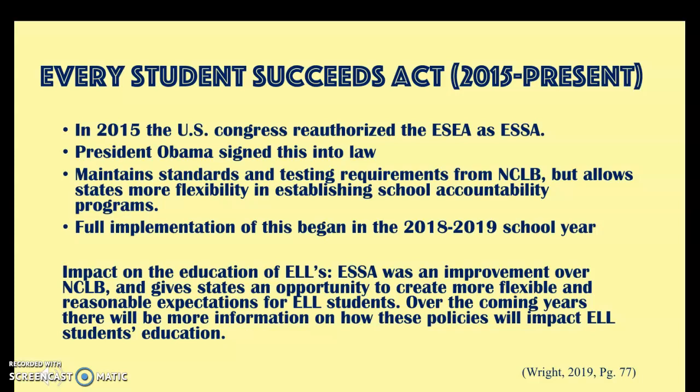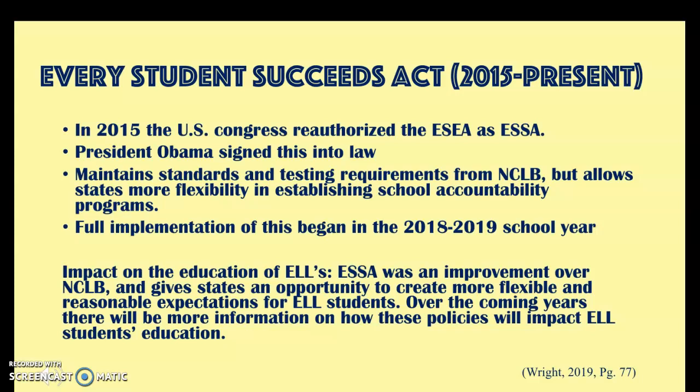The last event on our historical timeline is the Every Student Succeeds Act from 2015 to present day. In 2015, the Elementary and Secondary Education Act was reauthorized as the Every Student Succeeds Act. President Obama signed this into law. This act maintained standards and testing requirements from the No Child Left Behind Act, but allowed states more flexibility in establishing school accountability programs. The full implementation of this act began in the 2018 and 2019 school year.